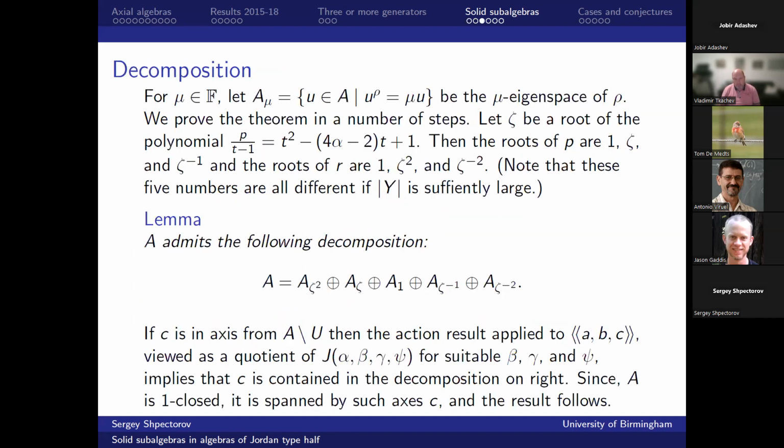Right, so we just have 5 eigenvalues in the action of rho on the big algebra A. They are 1, zeta, zeta inverse, and then also we have zeta squared and zeta to the power minus 2. Furthermore, because the minimal polynomial is easily shown to be without multiple roots, we have the following decomposition of the entire algebra A as a direct sum of 5 terms.